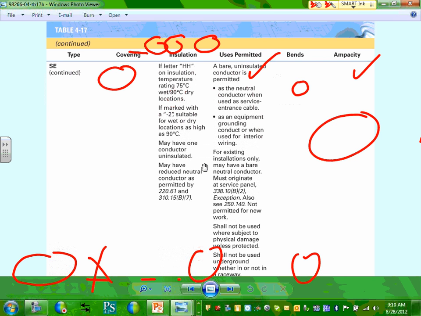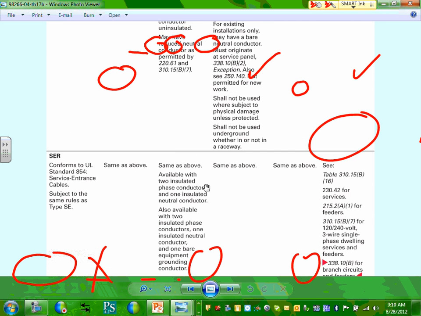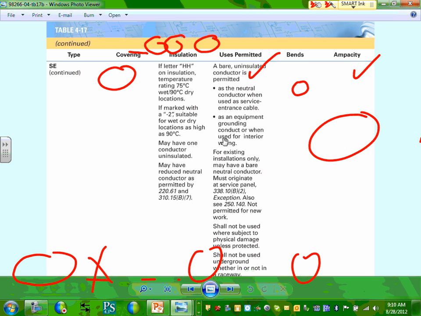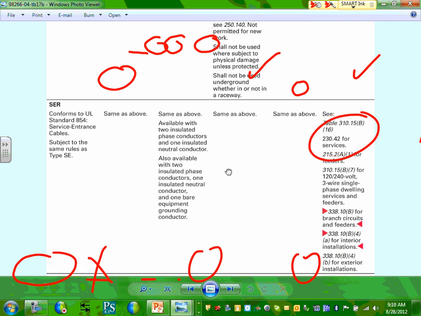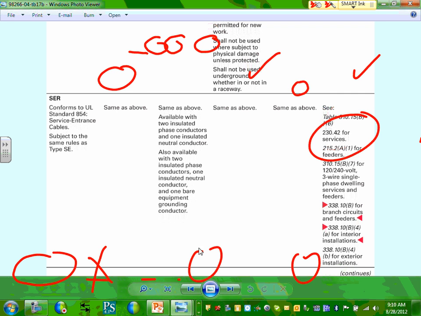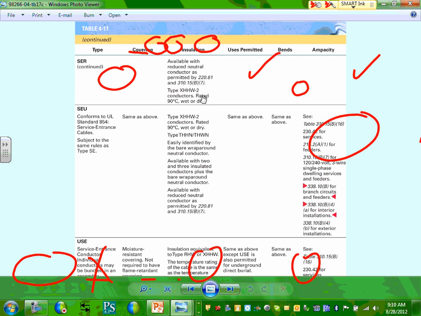Okay, so SE continues. What else? Bare conductor. SE typically, guys, has two insulated conductors and one bare conductor with them. So if you're using them indoor, what do you need to do? You can't use the neutral uninsulated. So they're restricted to phase or hot to hot and a grounding conductor. Insulation temperature 75. So these are a couple of things. SER, I believe, comes with an insulated neutral. But if you're outdoor, not a big deal.